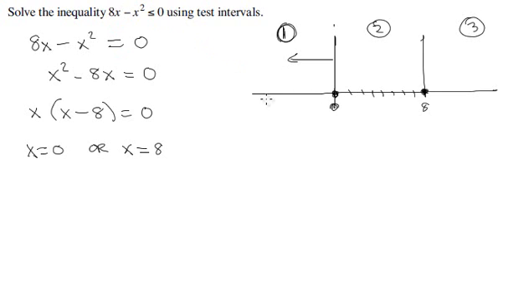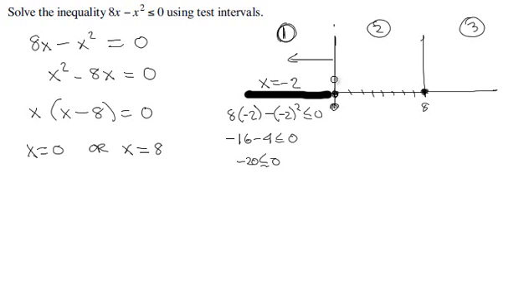So for instance, out here, I'll use, totally making this up, x equals negative 2. We're just taking any number that's lower than 0. So our inequality says 8 times x minus x squared has to be less than or equal to 0. That gives us minus 16 minus 4 is less than or equal to 0. Negative 20 is less than or equal to 0, so that's a yes. Meaning region number 1 is part of our solution.